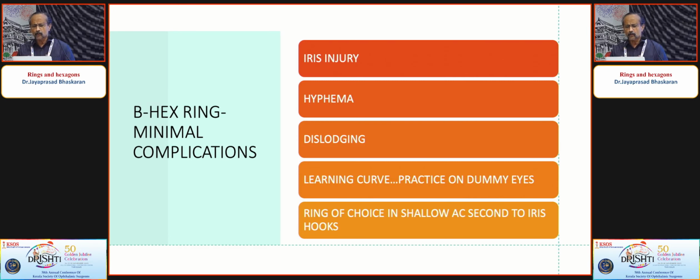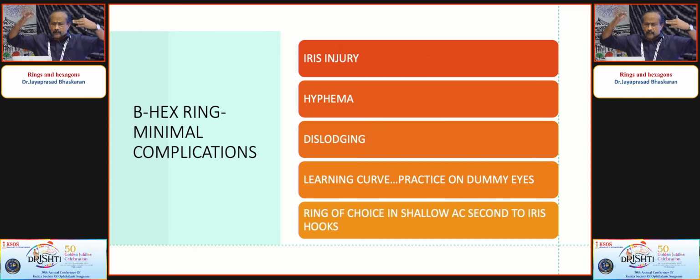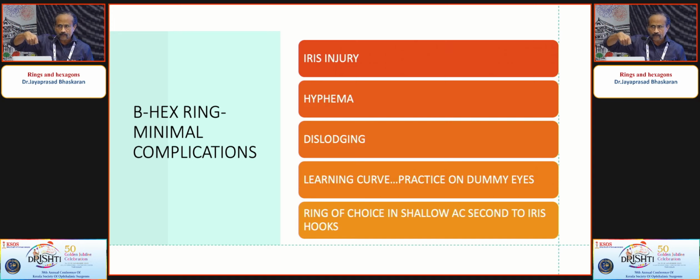So the BHEX ring produces minimal complications. That is the truth in my experience. Dislodging is possible very rarely in large eyes, in myopic eyes. When you introduce your phaco handpiece, the AC suddenly deepens. Then the pupil stretches a bit and the ring can dislodge. There is always a learning curve. So if you learn this in dummy eyes, which is available, and I will tell you how to make a dummy eye, then it is very easy.